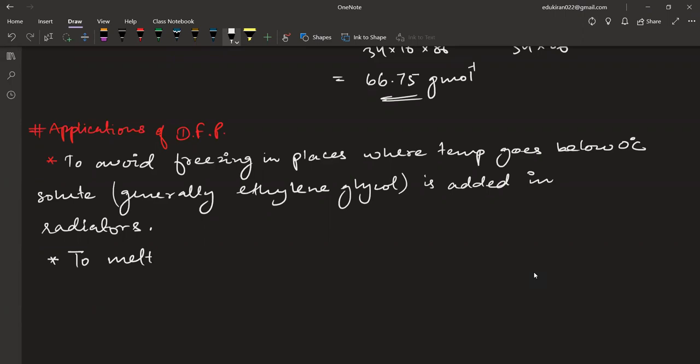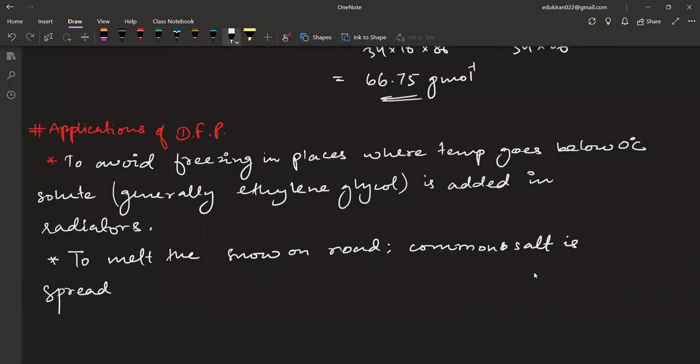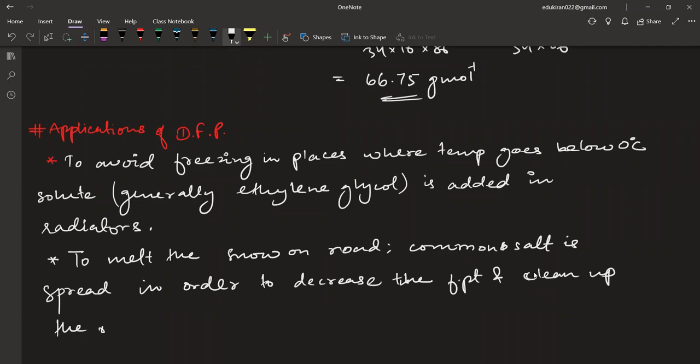Also, to melt snow on road, common salt is spread in order to decrease the freezing point and clean up the road from snow.